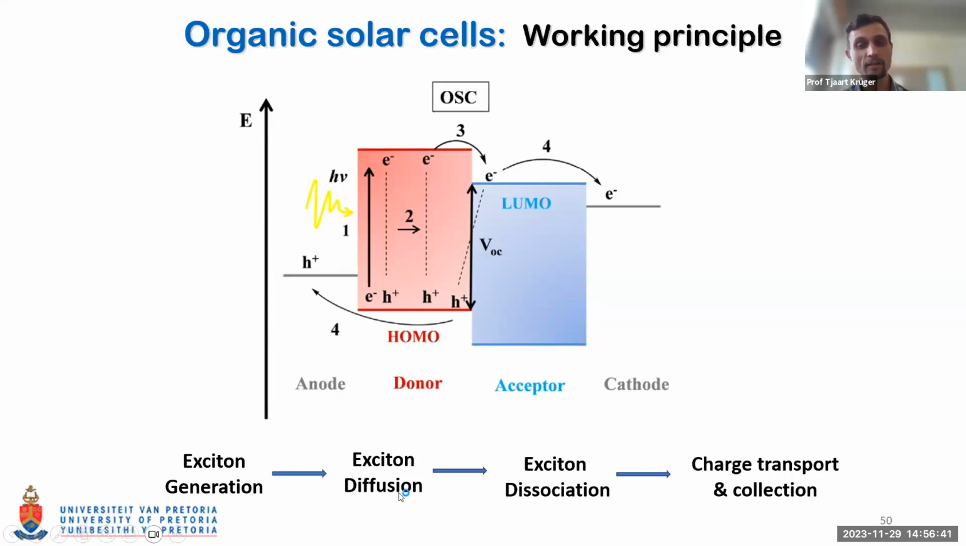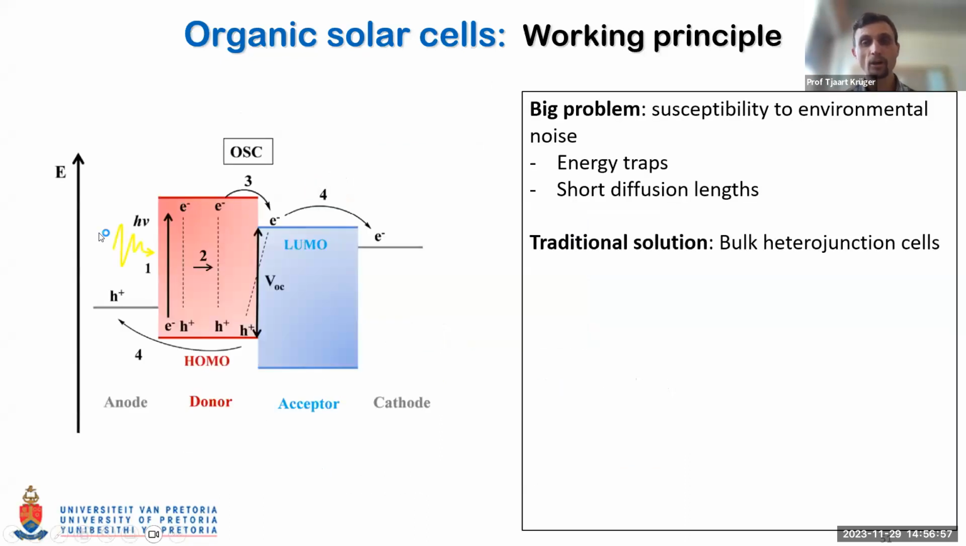So the second process is the diffusion of the exciton to a donor-acceptor interface. And it's only at the interface where the electron and the hole can be separated so that they dissociate. And then the individual charges can be transported to the electrodes where they will be collected. Right, the big problem of this scheme is the susceptibility to noise. Okay, and noise in this case causes energy traps like defects. Okay, and this tends to destroy the excitation, and it produces short diffusion lengths and strongly reduces the performance efficiency of the devices.